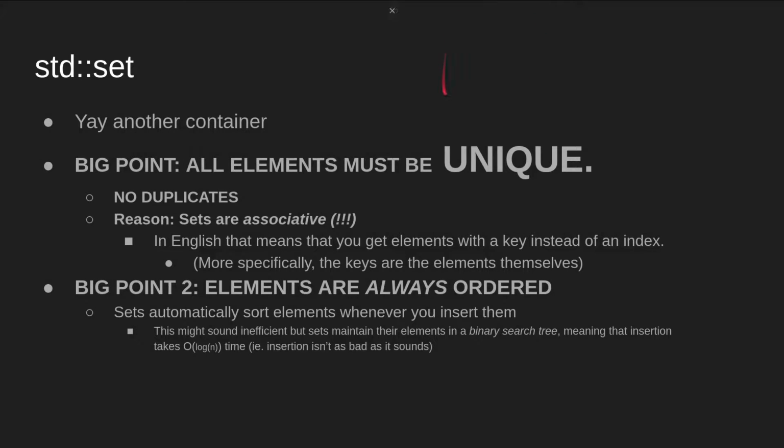So anyway, after that, we have std set. It's another container, just like the array. And the big point is that all elements inside the std set must be unique. So you can't have duplicate elements inside a set. That's because sets are associative, which means that you get elements with a key instead of an index. More specifically, the keys are the elements themselves.